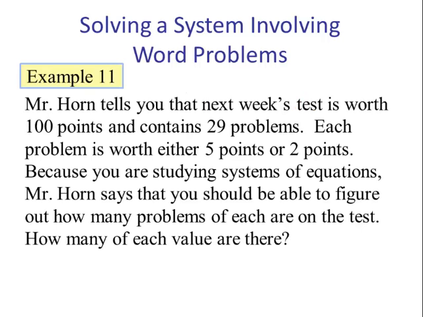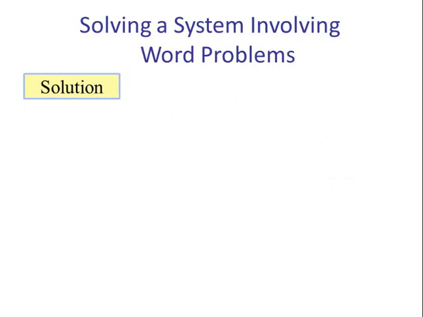Our last example, Mr. Horn tells you that next week's test is worth 100 points and contains 29 problems. Each problem is worth either 5 points or 2 points. Because you are studying systems of equations, Mr. Horn says that you should be able to figure out how many problems of each are on the test. How many of each value are there?